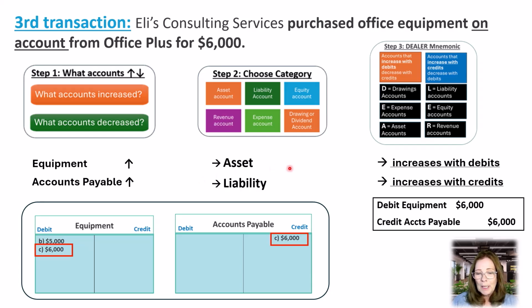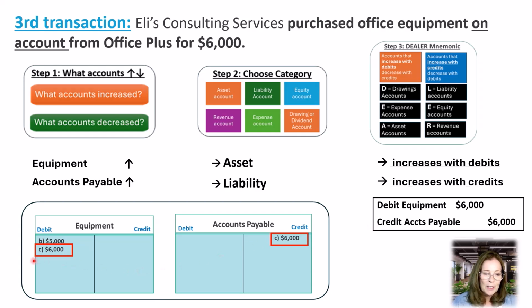So now in step 3, we use the DEALER mnemonic. The graph tells us that assets are on the left side, and they increase with debits. The business's equipment increased, so that means we need to debit equipment. What about the second part of our transaction? The second part tells us that liabilities increase with credits. So credit accounts payable. How do we write this transaction using T accounts?